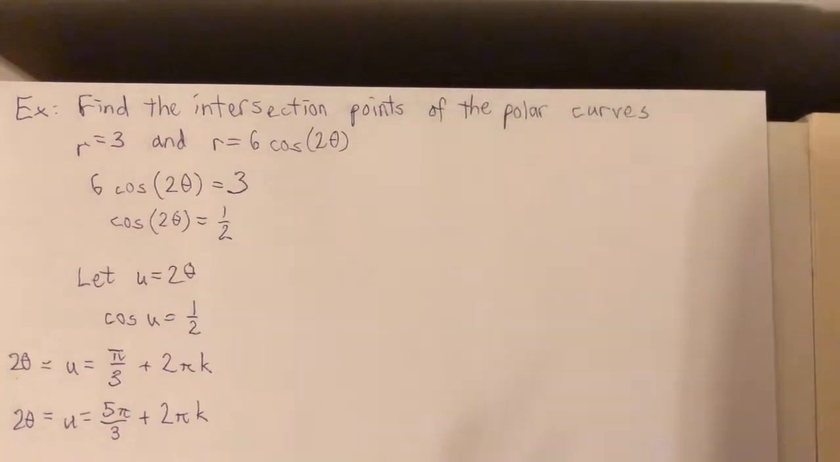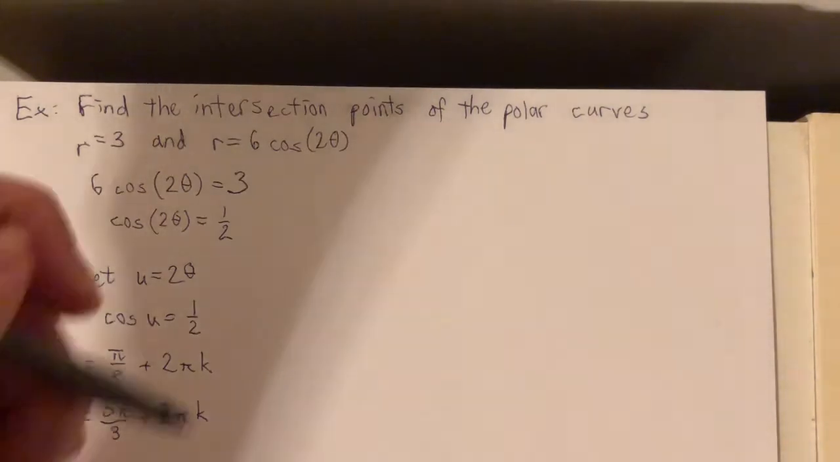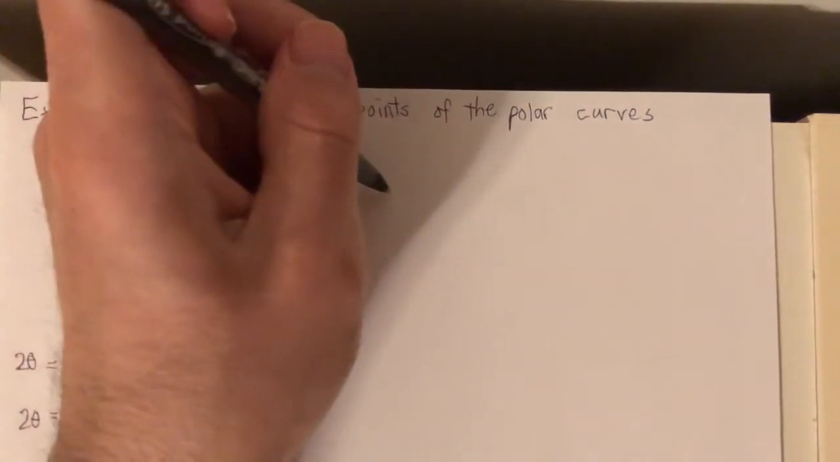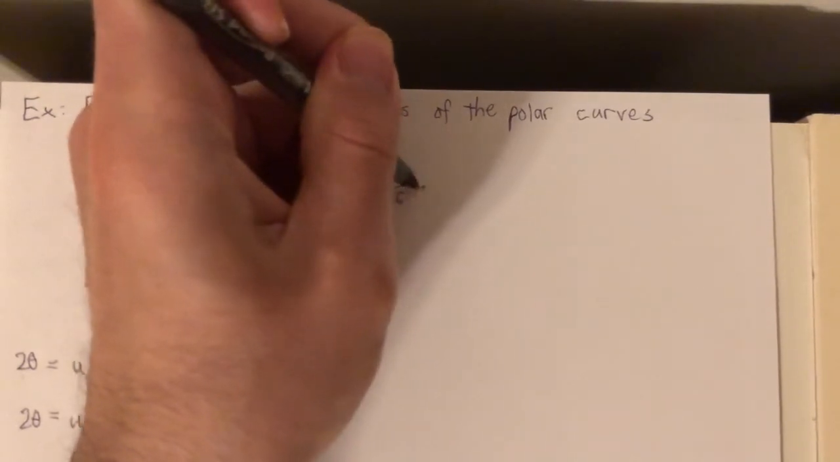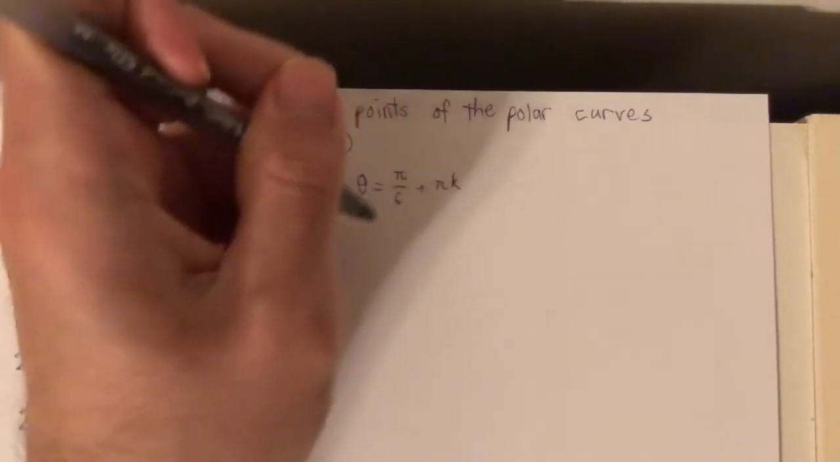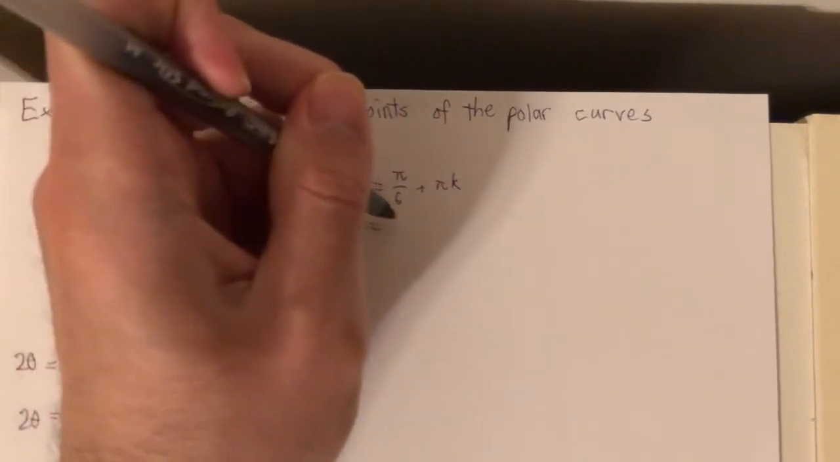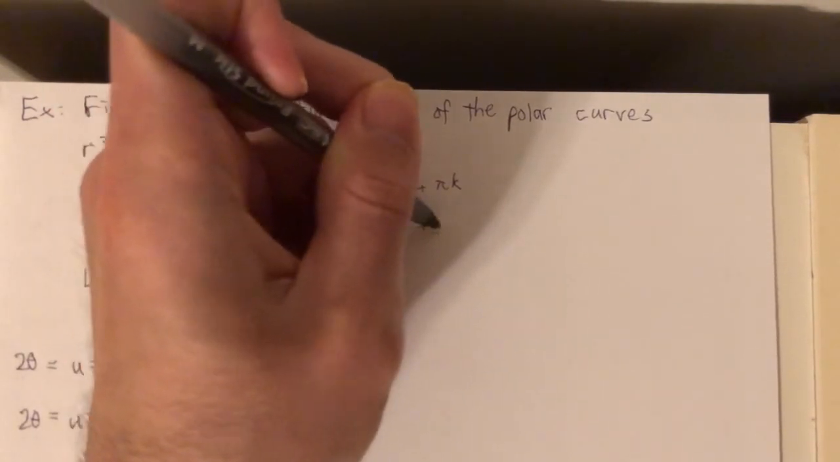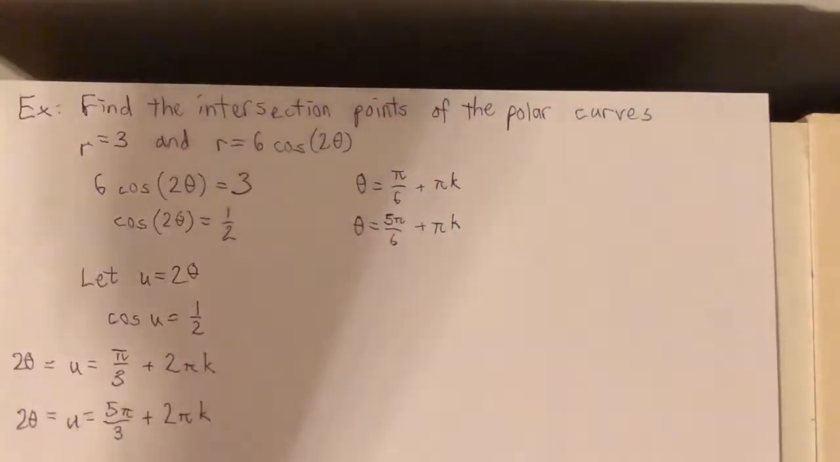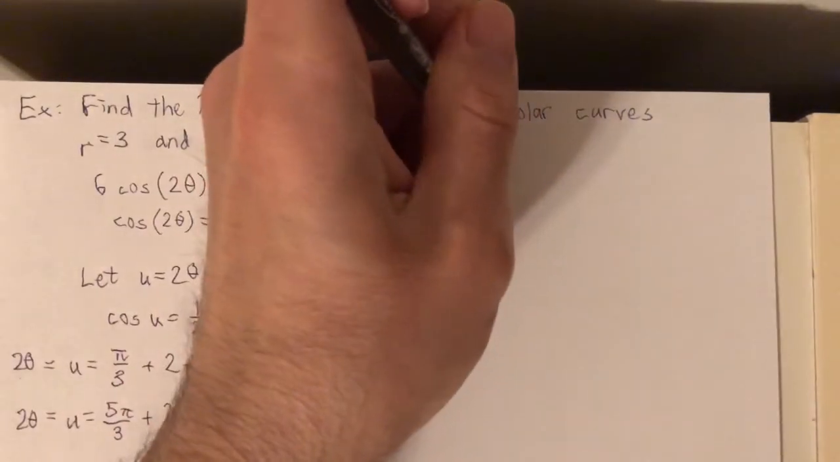I'm going to divide both sides there by 2. And what we're going to get is theta equals pi over 6 plus pi k. And theta equals 5 pi over 6 plus pi k. And of course, k is an integer.